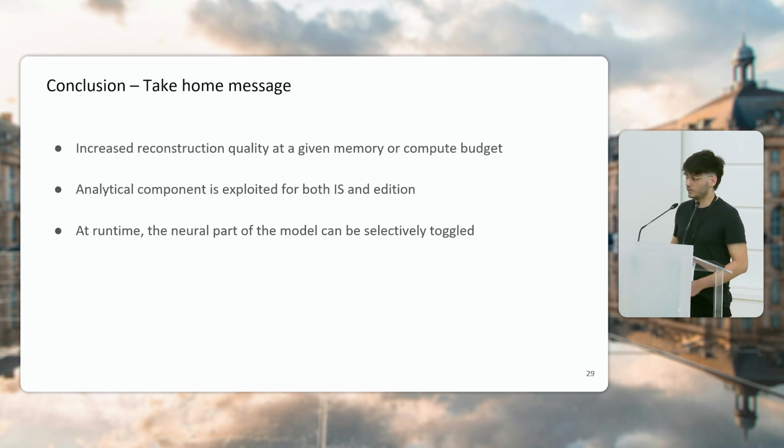So to conclude, our take-home message is increased reconstruction quality at a given memory or compute budget. We can exploit the analytical component that is already present in the rendering pipelines for importance sampling and evaluation. And at runtime, you can selectively disable the neural network part of the model to get various performance gains and trade-offs.